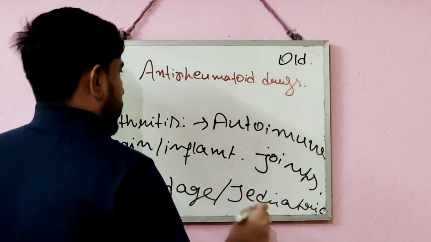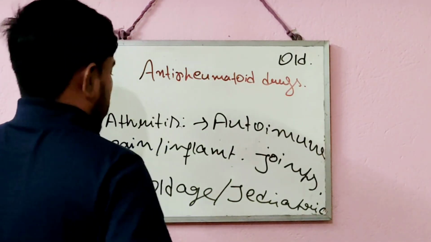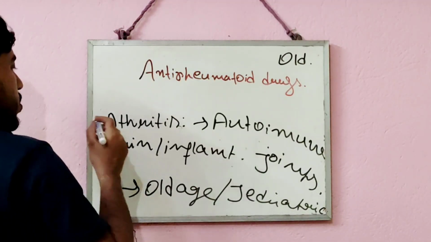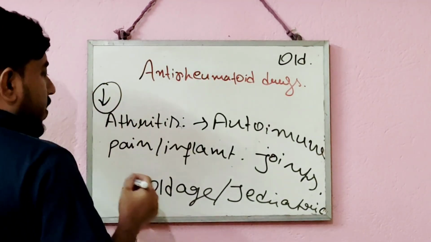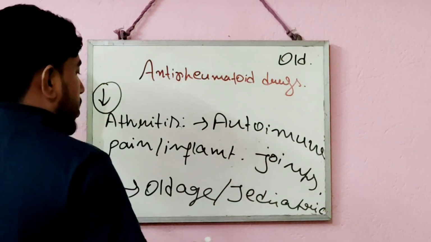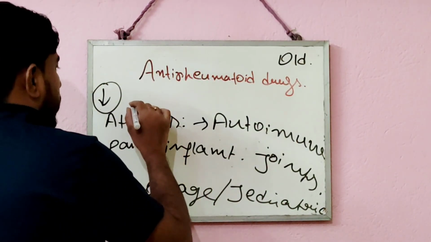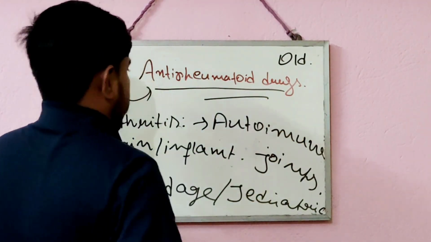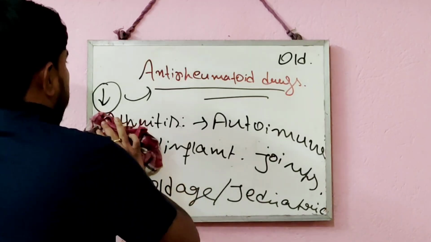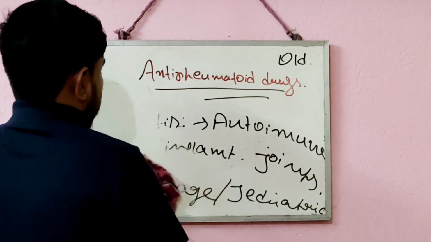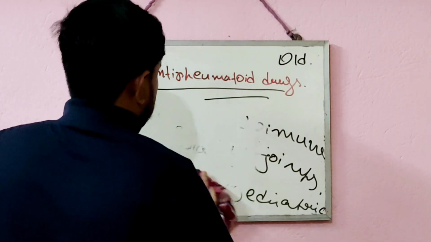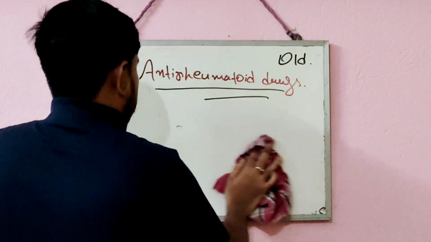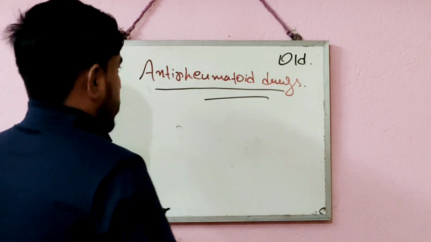It is a very common problem nowadays because most old age or geriatric people suffer from arthritis. To treat arthritis, or to get relief from the inflammation and pain in the joints, there are some classes of drugs that are called anti-rheumatoid drugs. So that was the definition of arthritis and why we take these drugs: to treat arthritis, pain and inflammation in the joints.